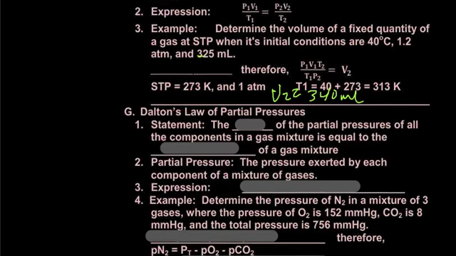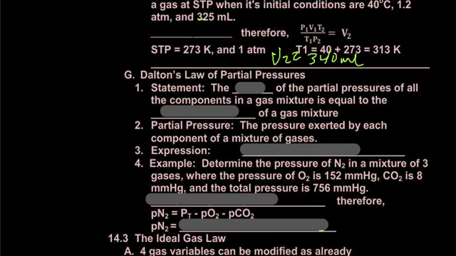Which brings us to our last gas law, and this is Dalton's law of partial pressures. And this really makes much more sense than its title may suggest. The statement is, the sum of the partial pressures of all the components in a gas mixture is equal to the total pressure of the gas mixture. So the partial pressure is the pressure exerted by each component of a mixture of gases. The expression is the total pressure equals the pressure of one gas plus the pressure of the second gas plus the pressure of the third gas, and so on and so on.